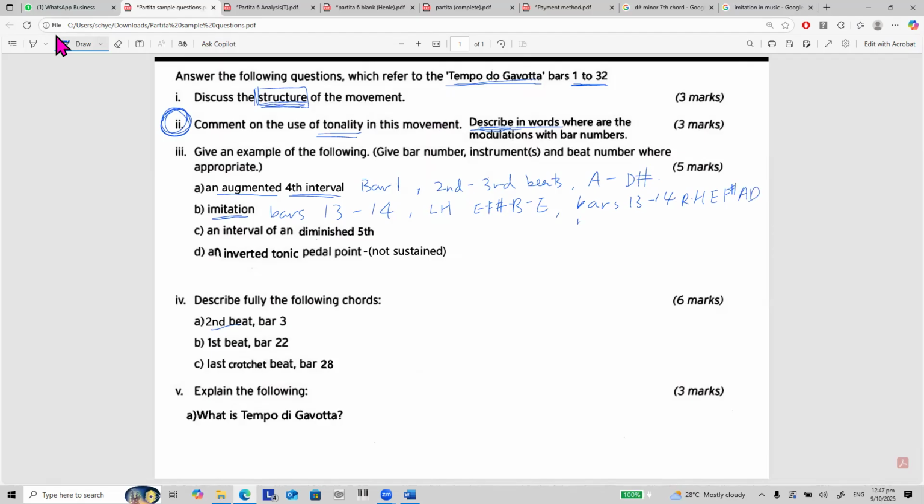And then followed by bar 14, A, B, D, G. Okay, so this is for the imitation.